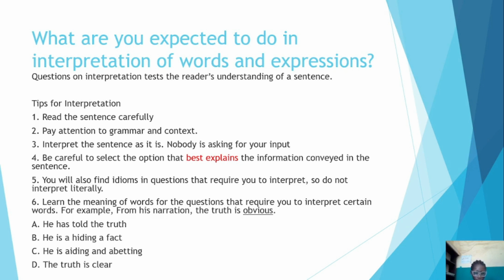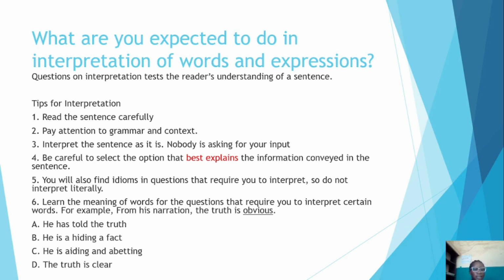Let's look at the question again, the sentence. From his narration, the truth is obvious. We are looking for obvious. The truth is obvious. A, he has told the truth. That's not what we are concerned about. That's not what we've been asked to do. He has told the truth. That's not our business. What we're told is that the truth is obvious. He is hiding a fact. Not our business. It wasn't mentioned here.